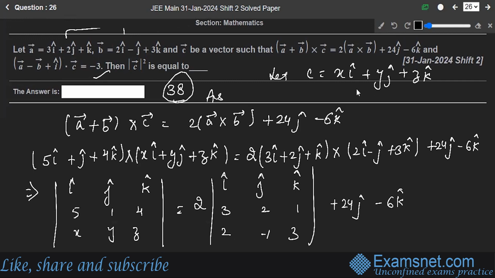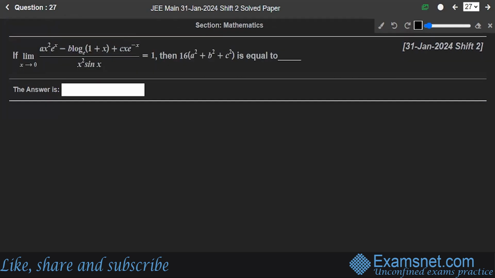Hope you're clear with this. Let's move to the next question. Question number 27: limit x approaching 0, (a x square e power x minus this whole expression) upon x square sin x is equal to 1. Then you have to find out the value for this expression.